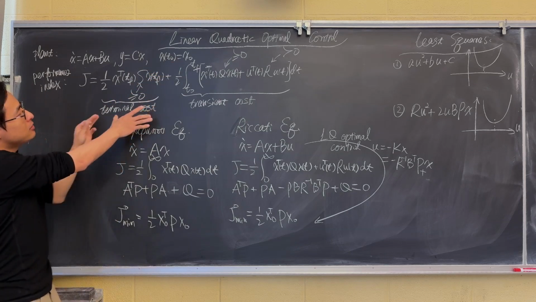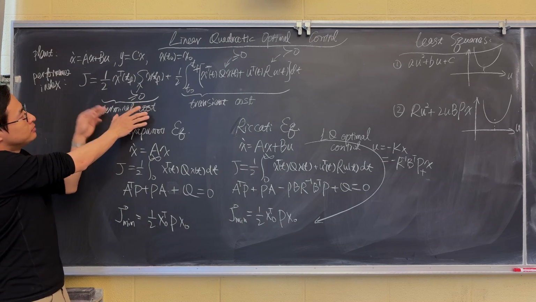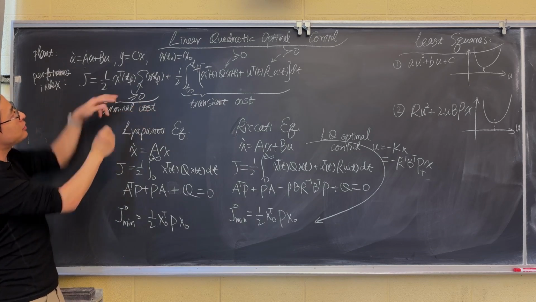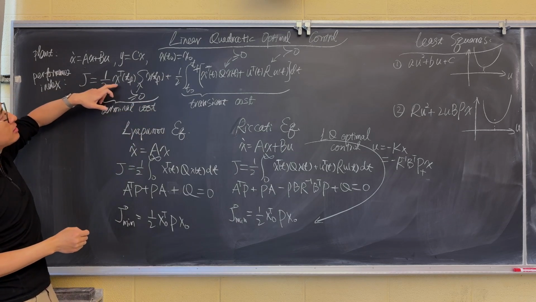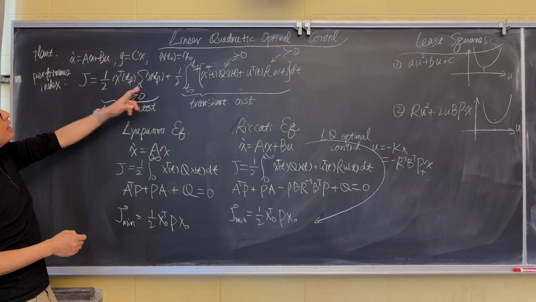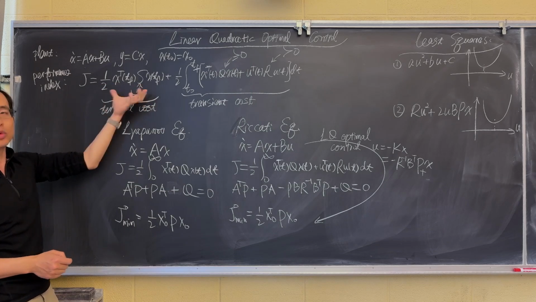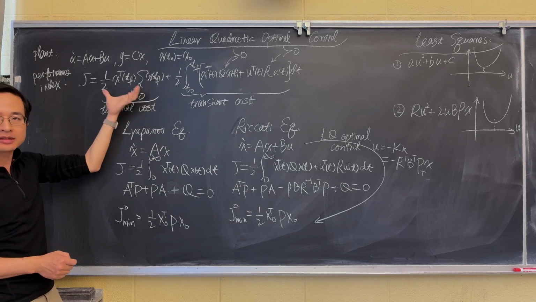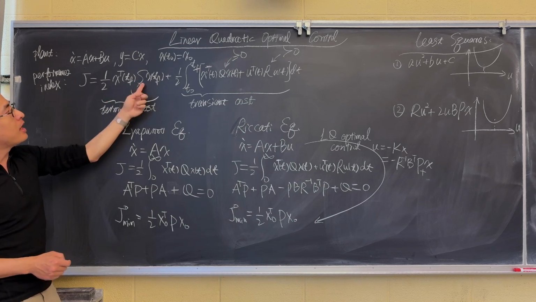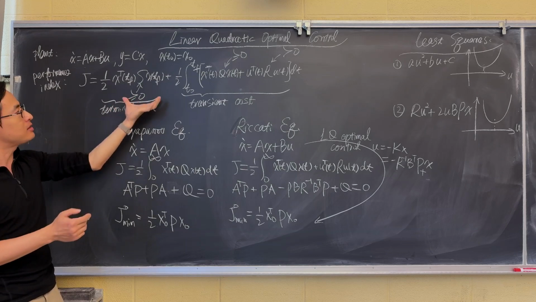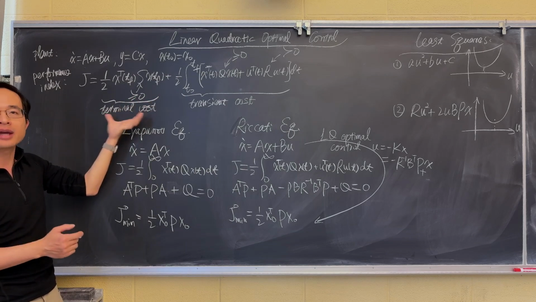You want to minimize a terminal cost, which is your state at the terminal time, with some positive semi-definite matrix S in the middle. So this is a quadratic function of the state at the final time. S being positive semi-definite means that this is going to be a non-negative cost.